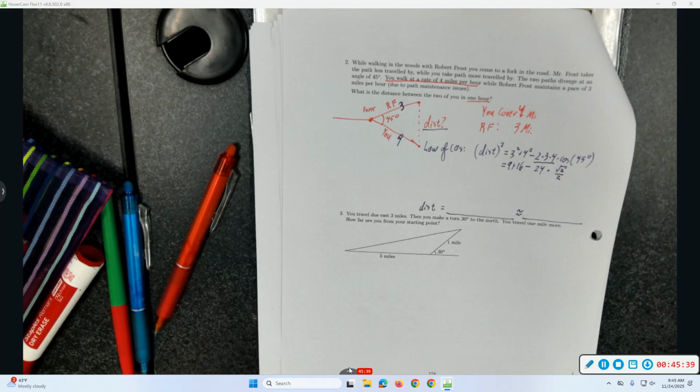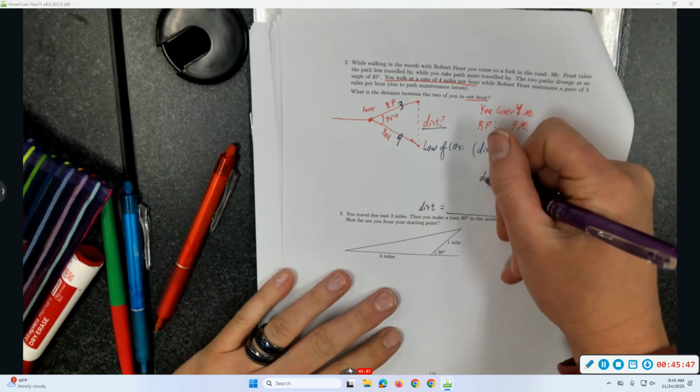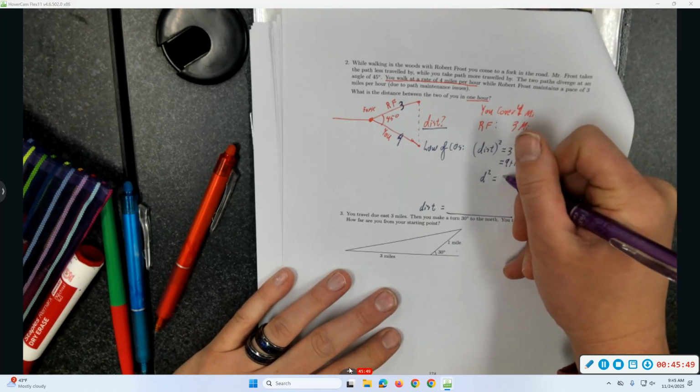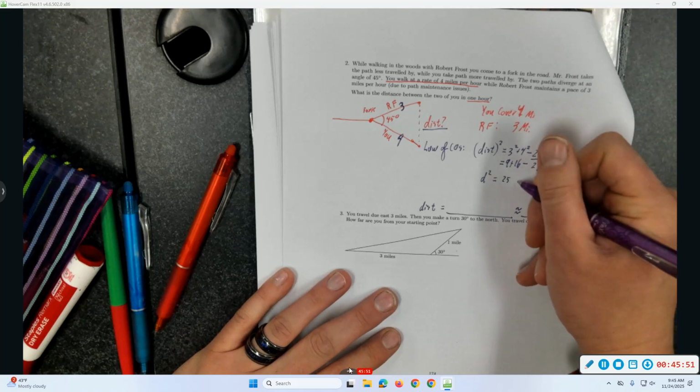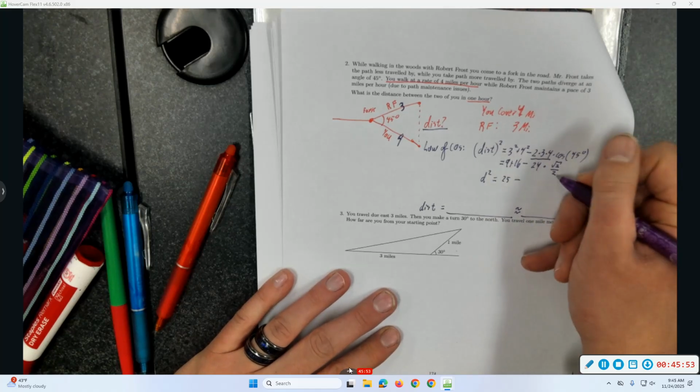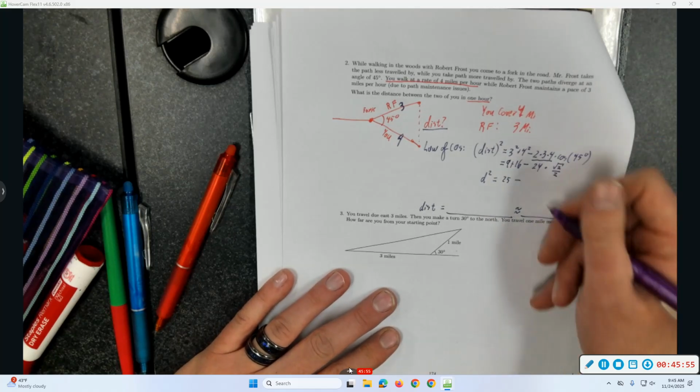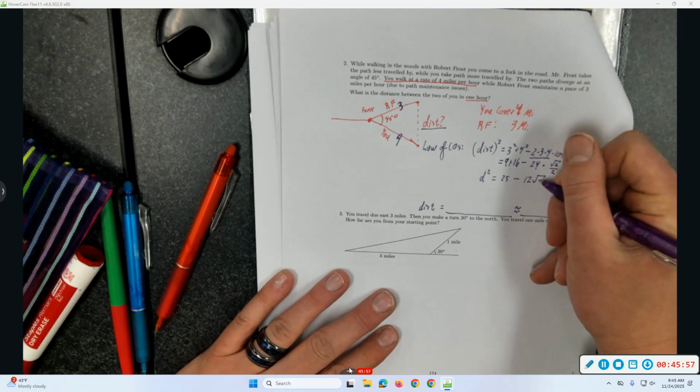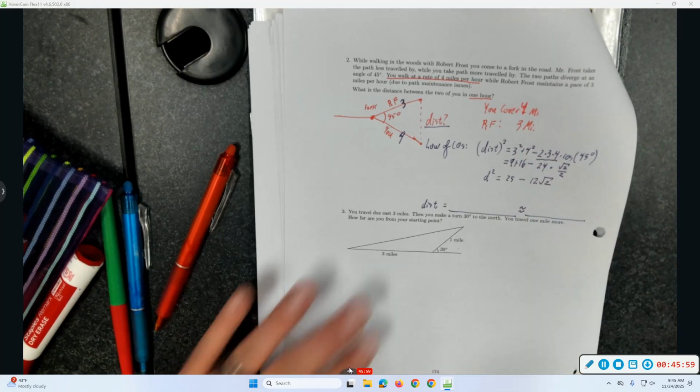Cool. I guess we can simplify this side a little bit more. What's 9 squared plus 16? 25. Alright, so distance squared is 25 minus, oh, I can simplify that. What's 24 divided by 2? 12. 12 root 2. Alright.